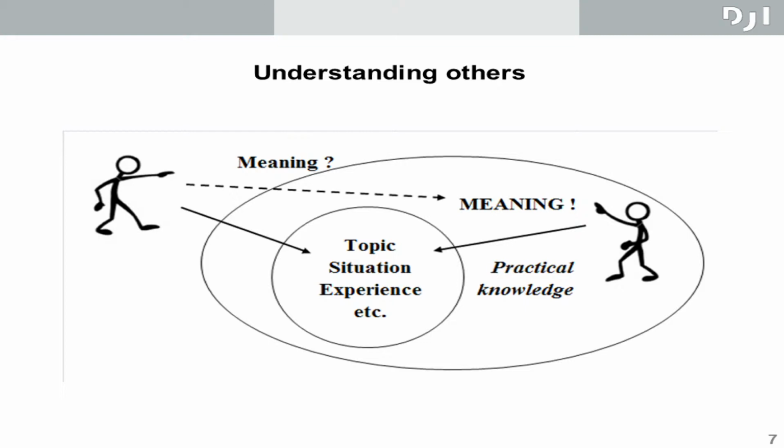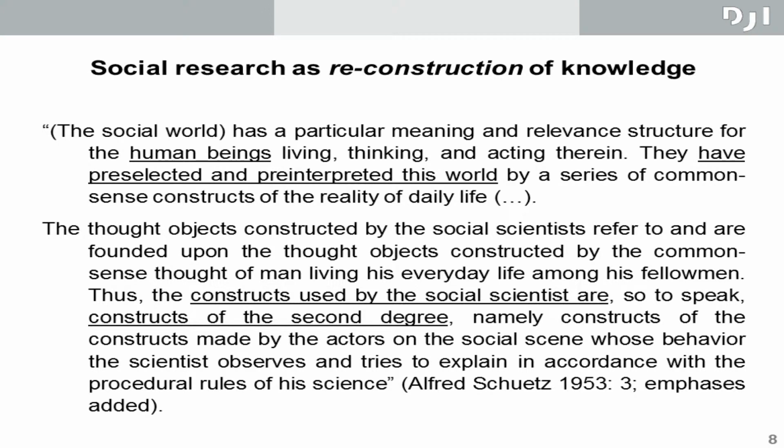But epistemologically, it's not possible for us, as not being the other person, to really arrive at this very authentic first level of meaning, but we will always stay on a second level of reconstructing the original meaning. This is a phenomenon that was, for instance, addressed by Alfred Schütz.